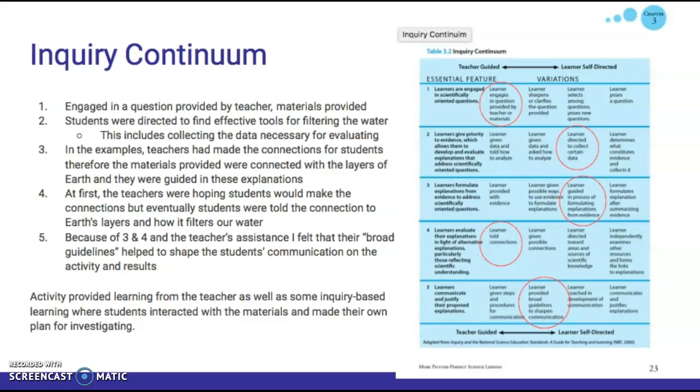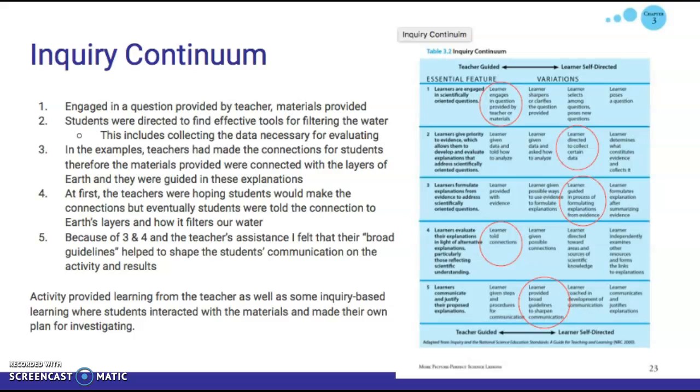were going through and they had written it up on the board, and then in the engineering encounters I saw that the teachers did have to go back to that group of students and actually tell them to model it after the Earth. And then because of 3 and 4, I felt that their broad guidelines coming from the teachers helped to shape the students' communication on the activity.